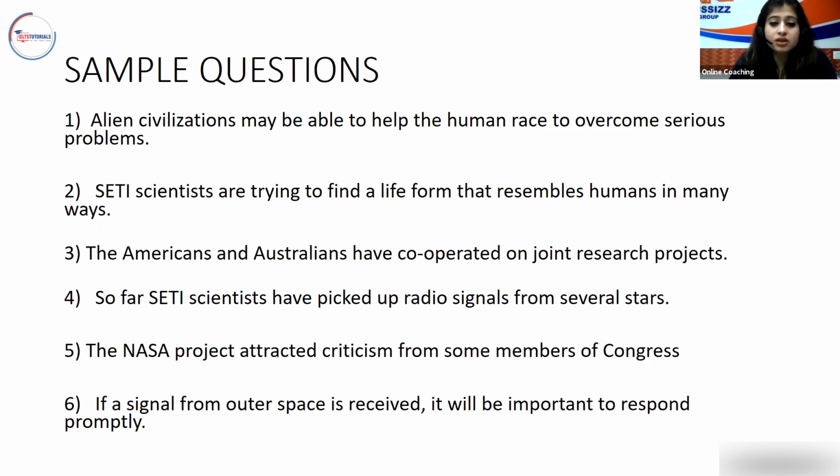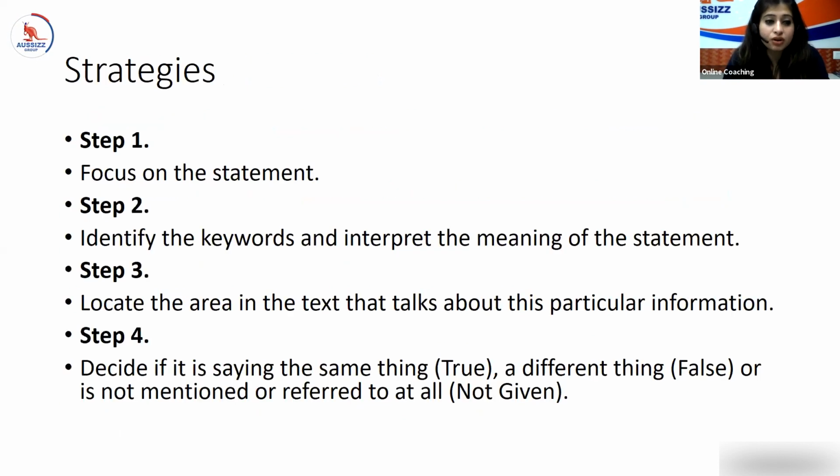Now let's check this out. Americans and Australians have cooperated on joint research projects. Now firstly, whenever you find a proper noun, your proper noun is a keyword. The reason a proper noun is a keyword is because they're easy to spot. Naturally, Americans and Australians are something that you would be able to spot if they're mentioned in the passage. What is my question asking me? My question is asking that Americans and Australians have cooperated on joint research projects, whether they work together on joint research projects. Is this correct? Is this wrong? Or is this simply not given?